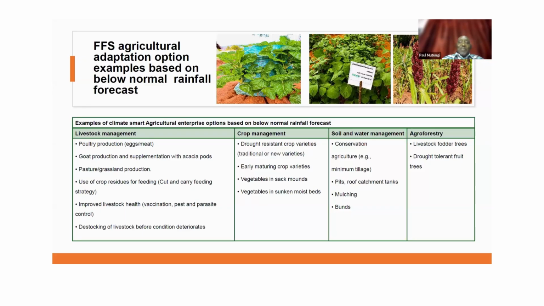But to look at the pictures there, I just want to show you, in places where there is very, very little water, people can grow vegetables on sack mounds. The second picture is for traditional vegetables. That was in an FFS. And the third picture is some of the drought resistant crops. I don't want to go into all these others, but I am hoping that you can see, and the slide will be shared for you to be able to see the examples of enterprise options based on below normal rainfall forecast. But the pictures are very clear on the kind of crops which are drought resistant. Next.